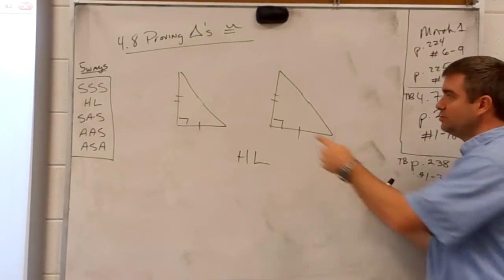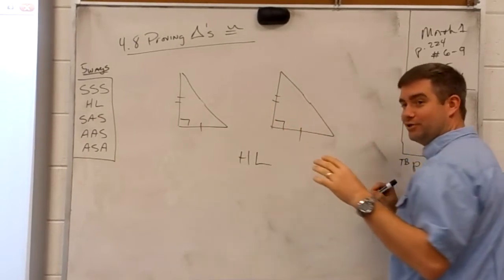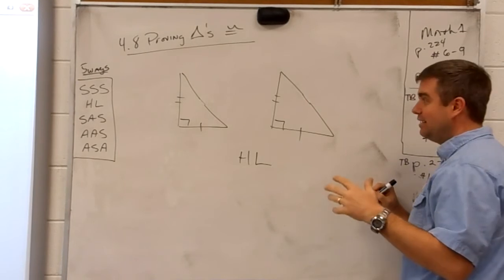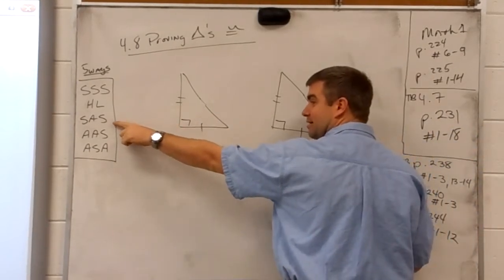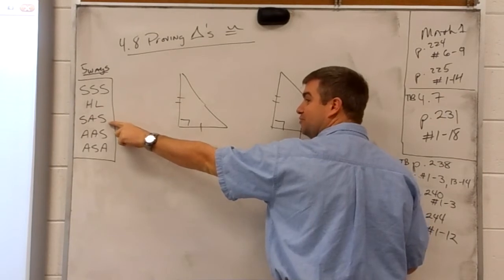Why not? Because you don't know the hypotenuse. But the hypotenuse has to be the same. You gotta know. All right, y'all are right. But you can't prove it by hypotenuse-leg, but it is congruent. What's another reason? Side. Just prove my next statement.